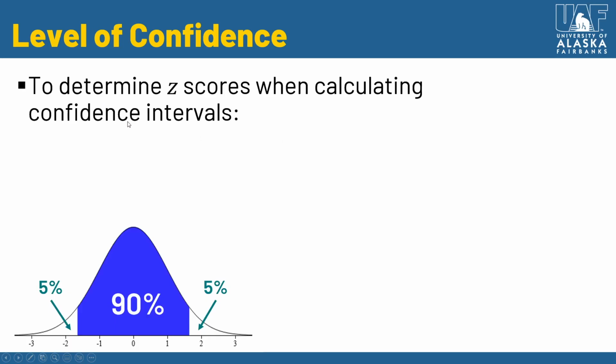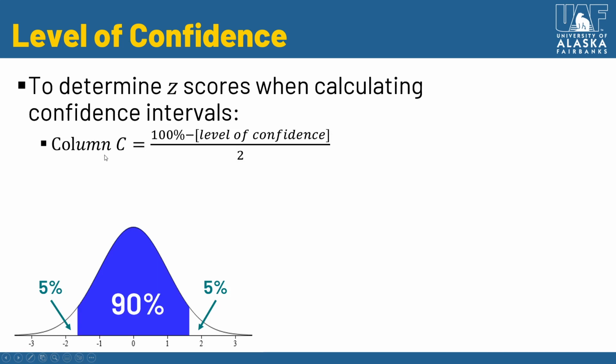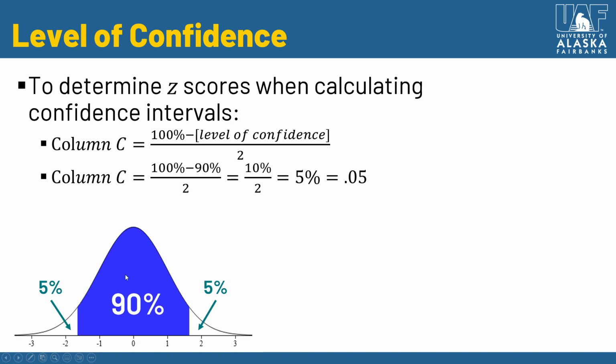And so to explain what I mean there, if we're looking at like this 90% confidence interval, to determine the z-scores, well, to basically, in other words, to know what we need to look up in column C, we can take 100% minus the level of confidence divided by 2. So here, that's if we're looking at a 95% confidence interval, 100% minus 90%.